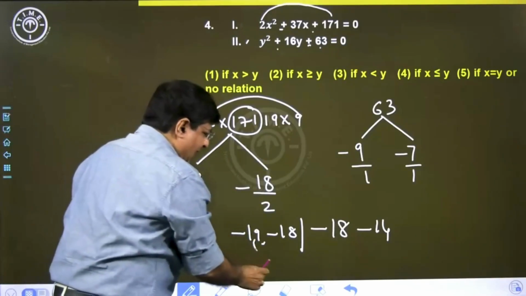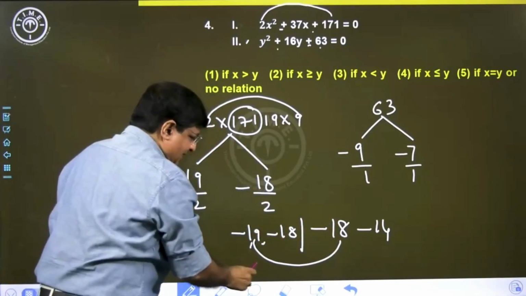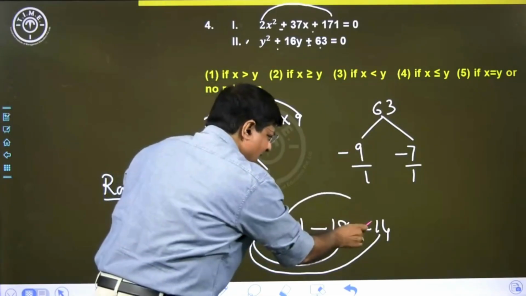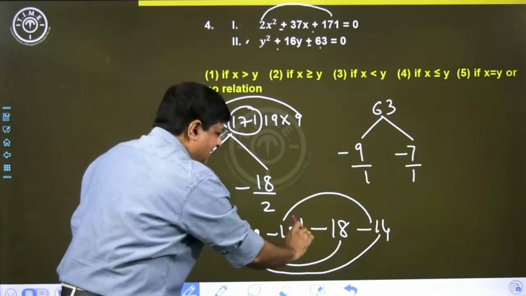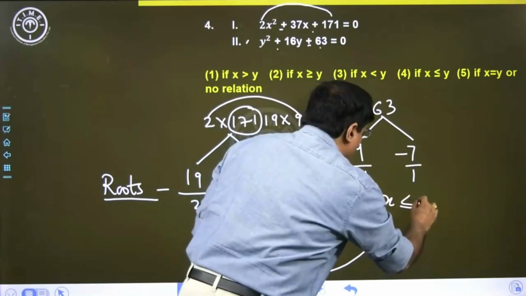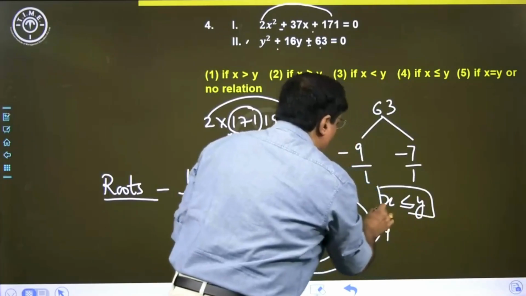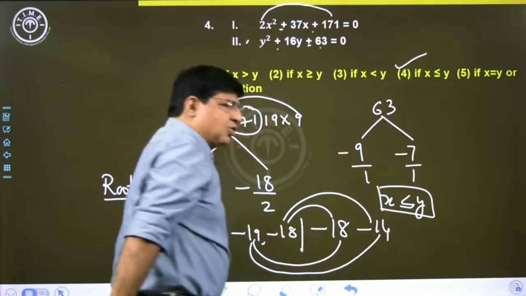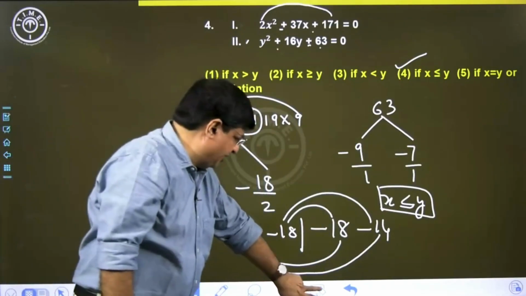Minus 19 less than minus 18, minus 19 less than minus 14, minus 18 less than minus 14, minus 18 equal to minus 18. So x is less than or equal to y. Answer choice 4. Clear? Next question.